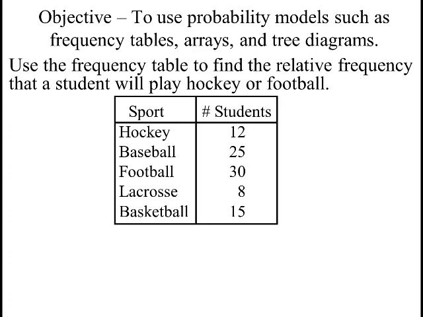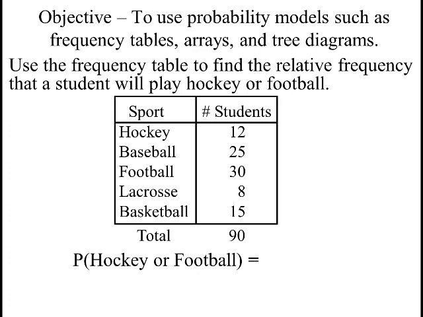It shows you how many students prefer a particular sport. Okay, and the question might be, what's the probability that a student prefers hockey or football? That any random student would prefer hockey or football. Well, to figure this out, we need to know the total number of students that were surveyed. So the first step is to add up all these students that were surveyed. So let's say there were 90.